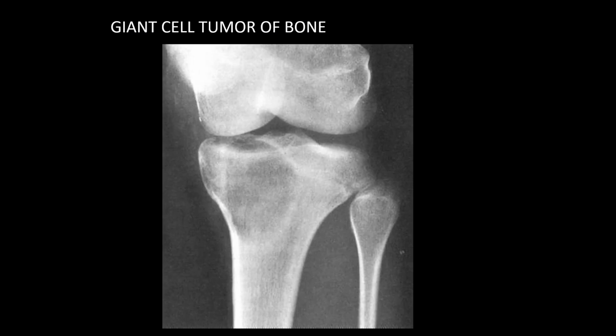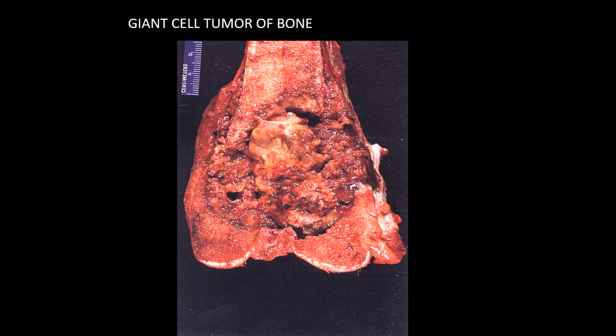This X-ray picture shows a lytic lesion in the left proximal tibia with no sclerosis in the margin and the lesion extending into the articular surface, consistent with giant cell tumor and highlighted with an arrow. This is the gross picture of giant cell tumor filling and expanding the central marrow space. It has a soft, friable, tan-red, and hemorrhagic appearance. There are hemorrhagic and blood-filled cystic spaces corresponding to aneurysmal bone cyst-like changes.